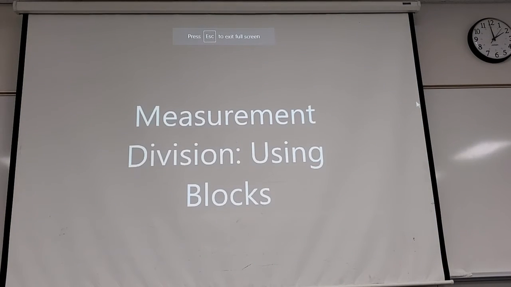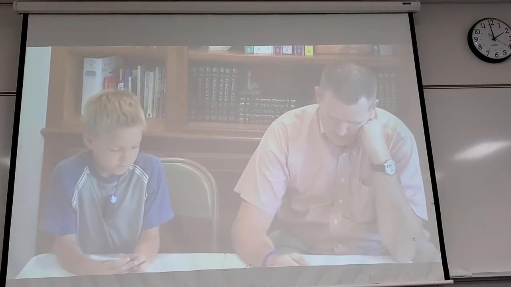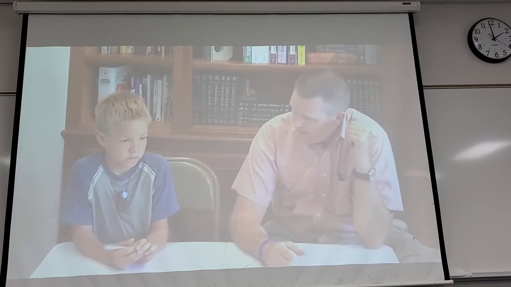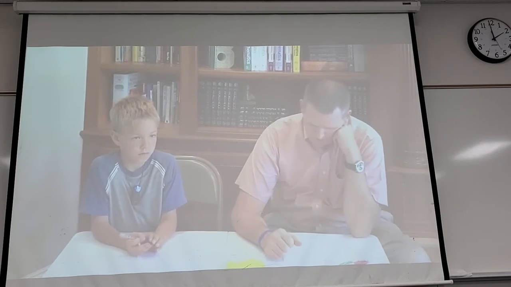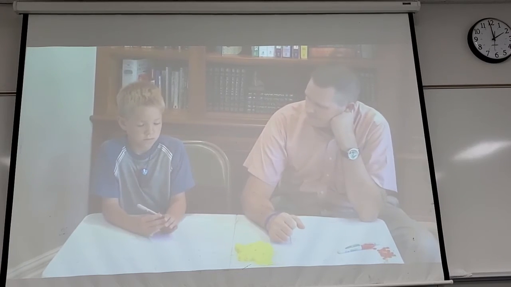So watch the difference here. In this case, you don't know how many groups, but you know how much. So there are 20 children being driven to a park in cars, and each car has only 4 seatbelts, so they can only have 4 kids in each car. How many cars are needed to take all 20 of those children to the park?